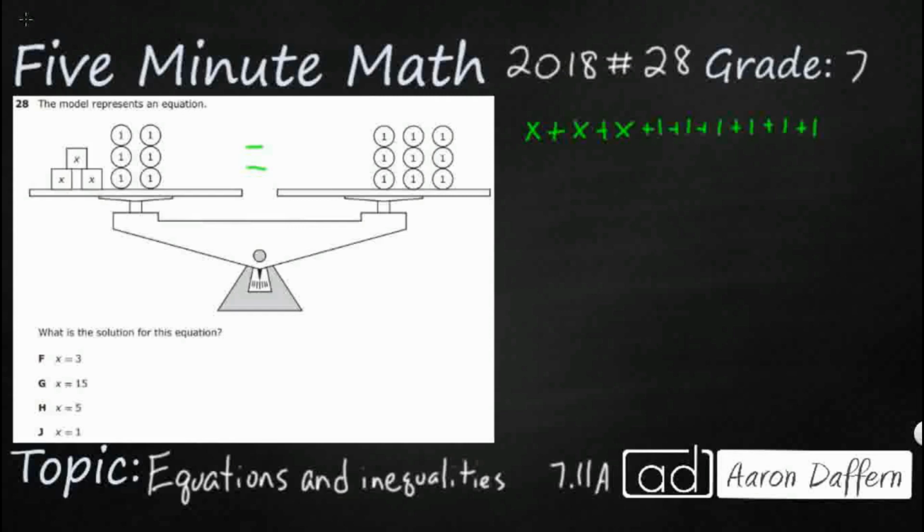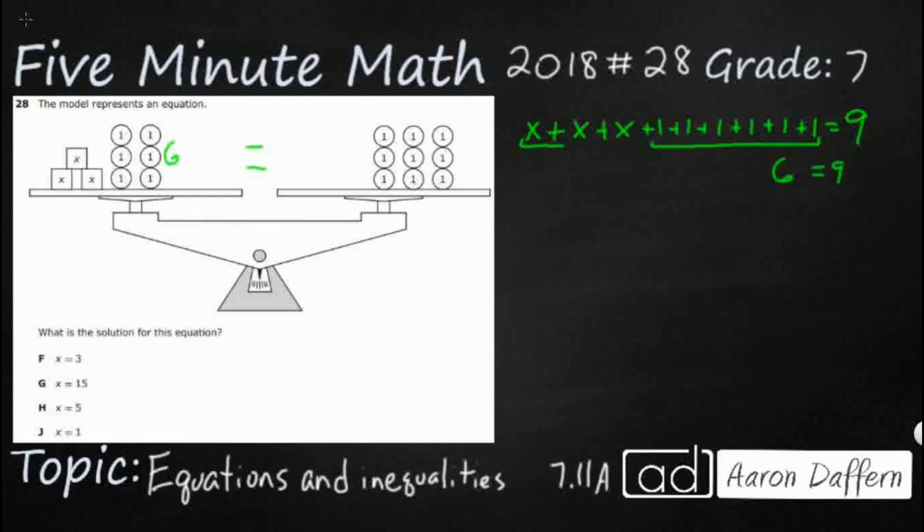Now, we could do that, or you realize you can just count by ones and go 1, 2, 3, 4, 5, 6. I've got 6 ones. So we can do that. Let's go ahead and do that for our right side. We've got 1, 2, 3, 4, 5, 6, 7, 8, 9. I've got 9 ones. So we need to make this 6.